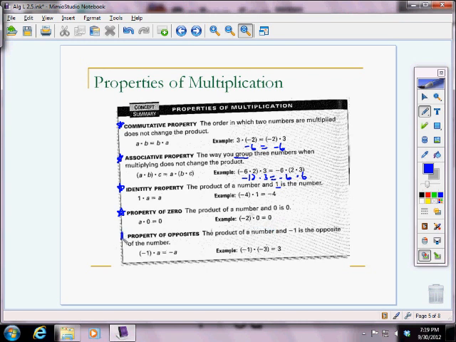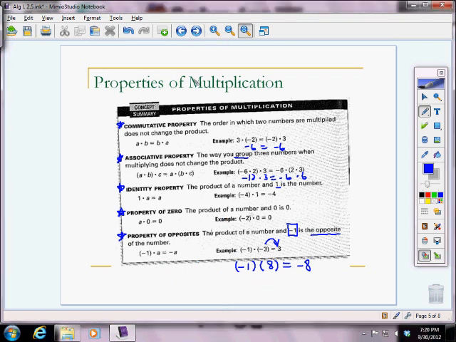And then our property of opposites. This one might be new to you. It says the product of a number and negative 1 is the opposite of the number. So if you take negative 1 and multiply it by any number, you get the opposite of that number. For example, negative 1 times a negative 3 equals 3. The opposite of negative 3 is 3. If you take a negative 1 and you multiply it by 8, you get the opposite of 8, negative 8. Kind of common sense, but there is a property that we can always get the opposite just by multiplying it by a negative 1.